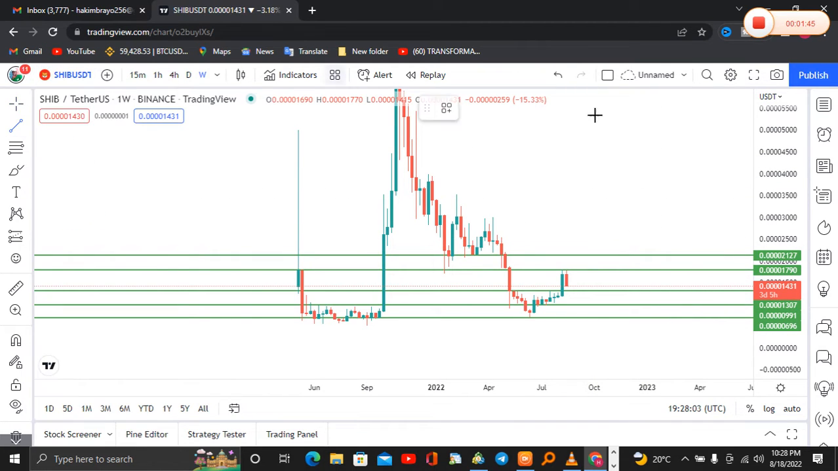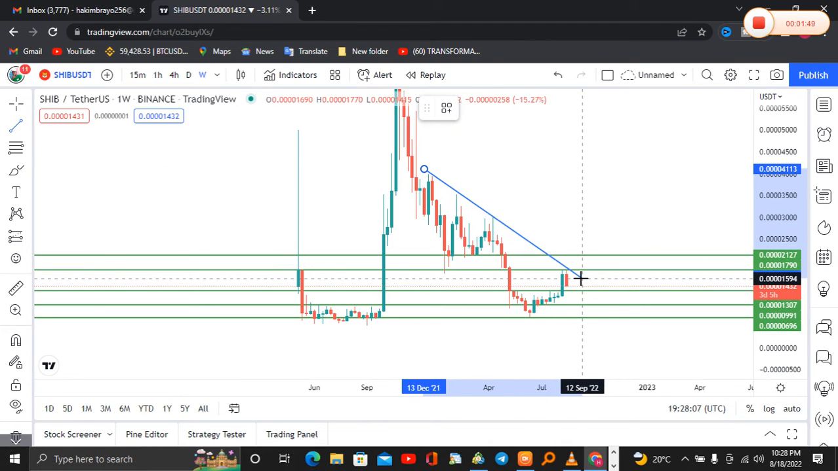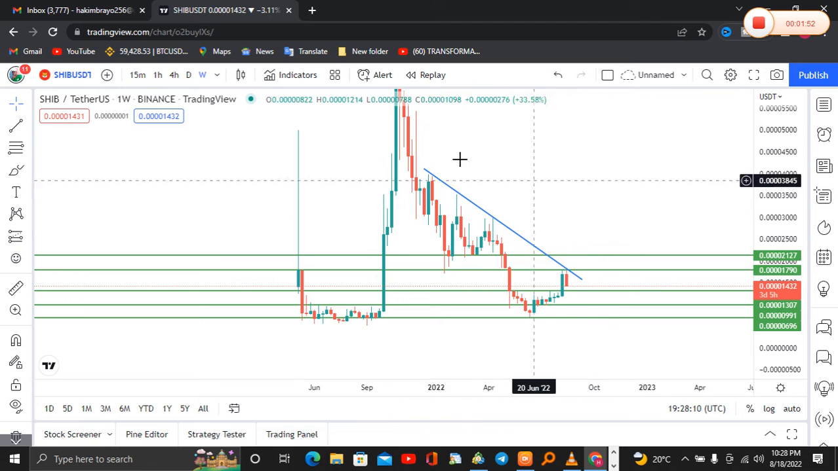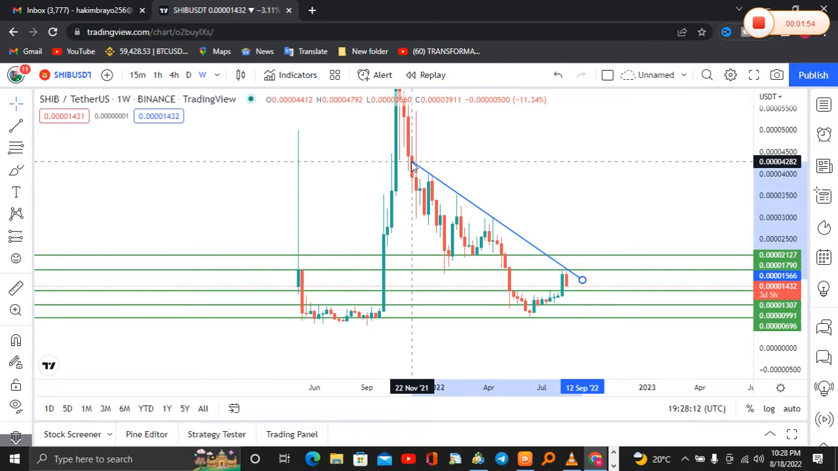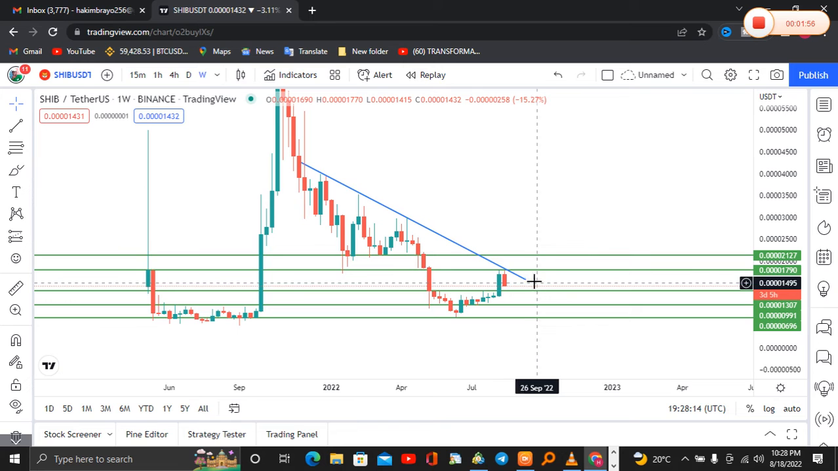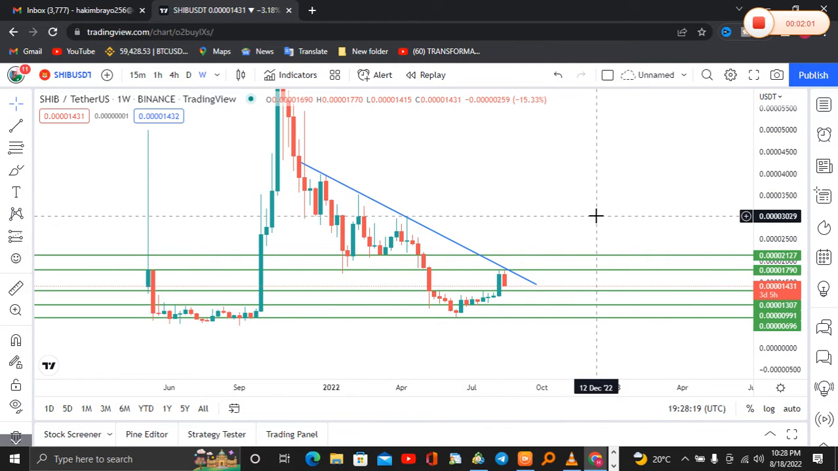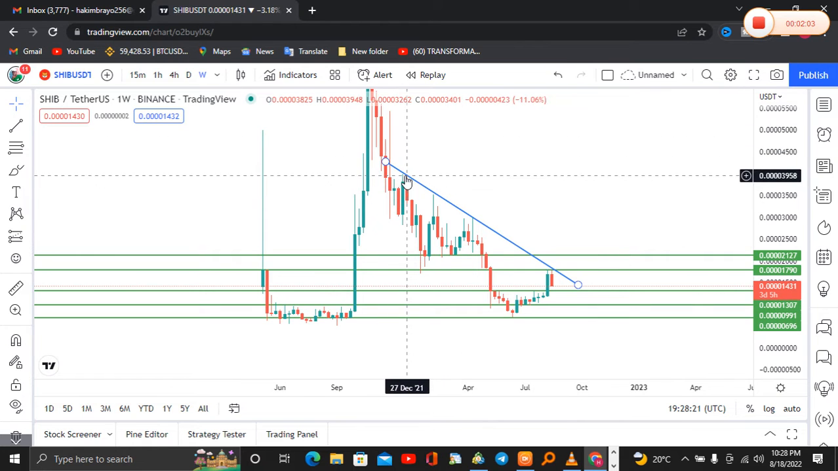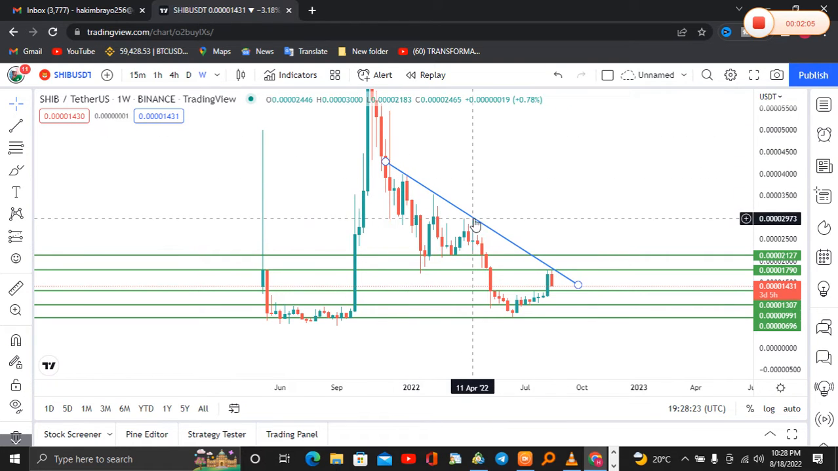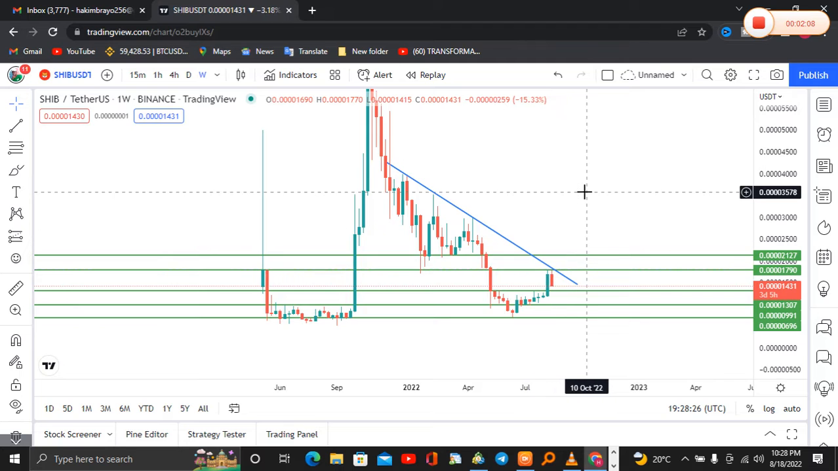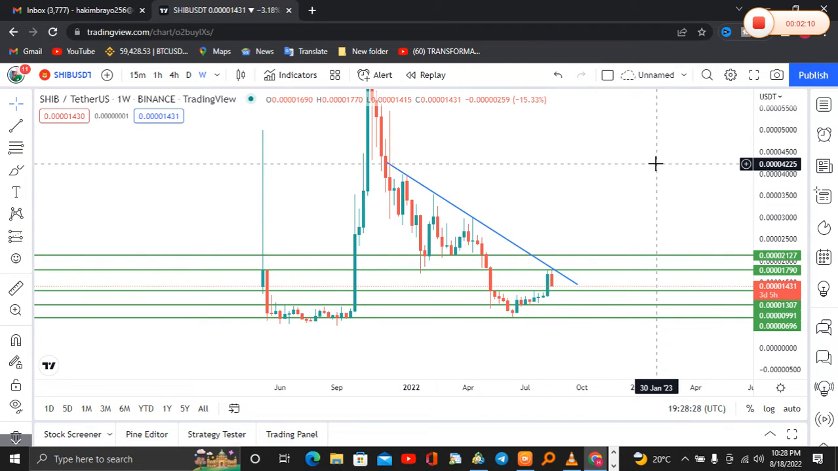If I try to get my diagonal trend line, a resistance trend line, you can clearly see that we have what we call a resistance trend line. Now on this resistance trend line, you can clearly see that we had our first touch, second touch, third touch. This is our fourth touch, which is indicating that there is a lot of selling pressure on Shiba Inu pushing the price down to the downside.